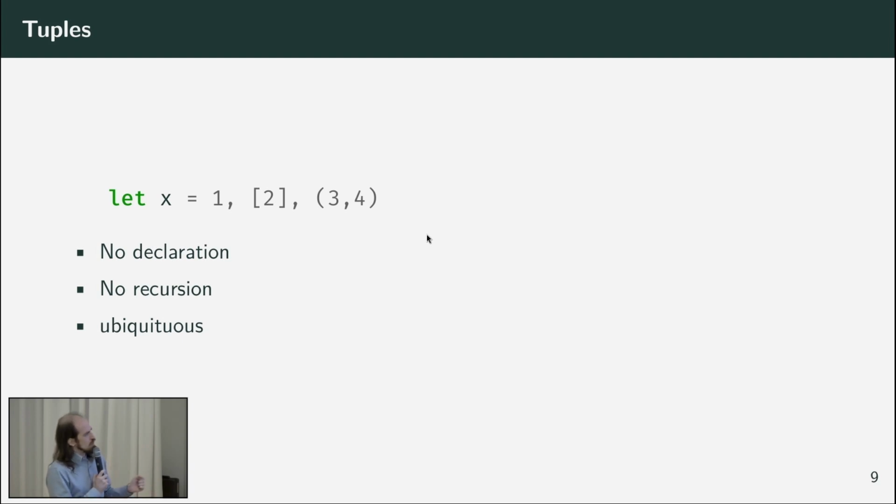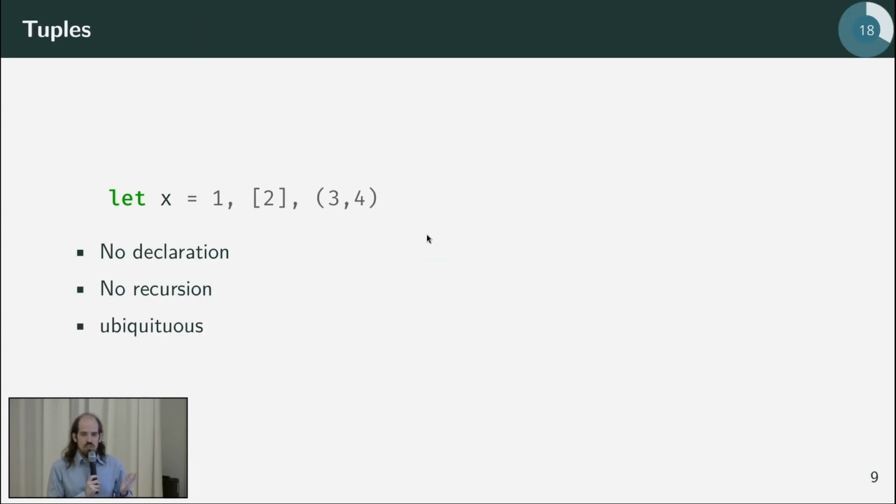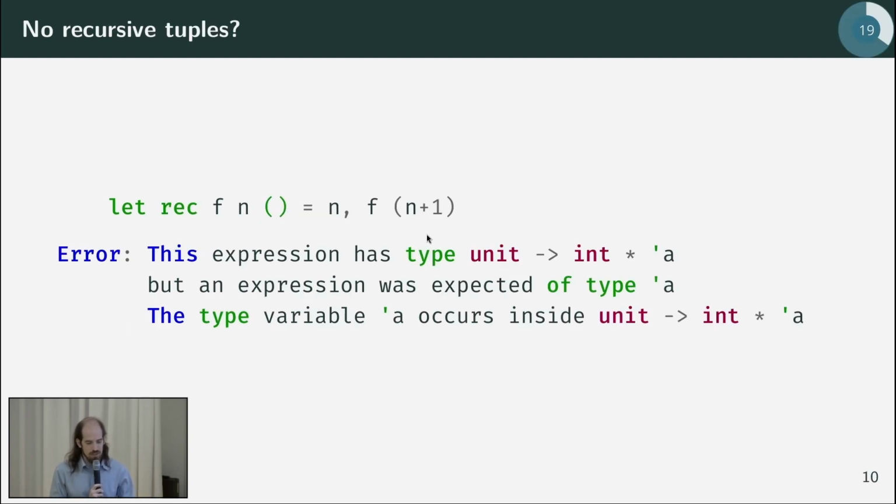You cannot do recursion. What do I mean by we cannot do recursion? Well, if you try to write this function, the compiler tells you, well, no, the second part of this tuple has the same type as the type of the whole tuple. And it throws you away most of the time. So no recursion, which is right, and they are everywhere.